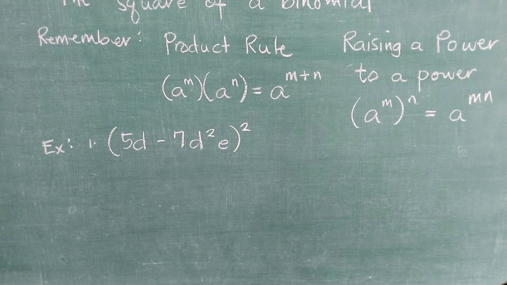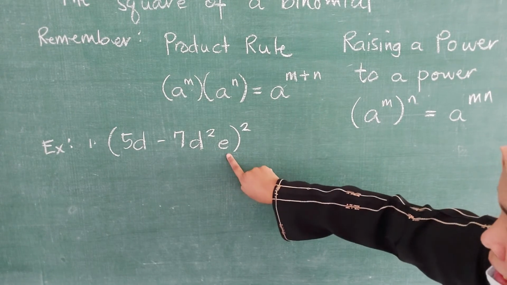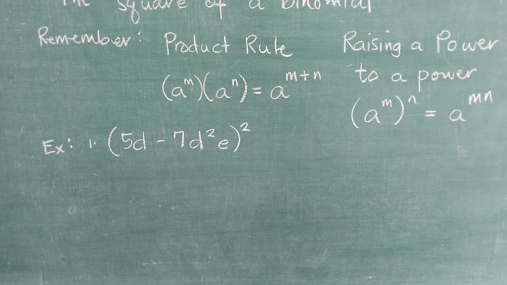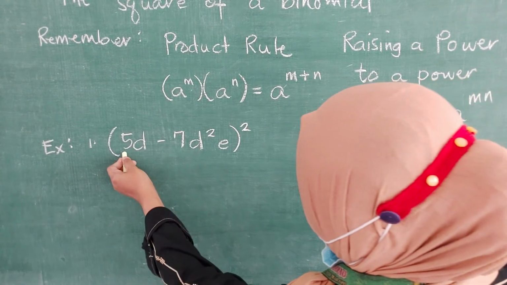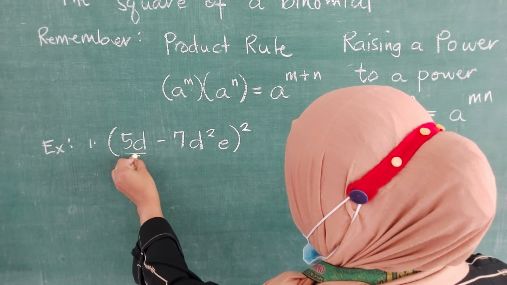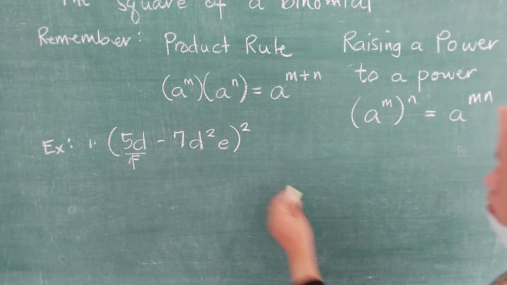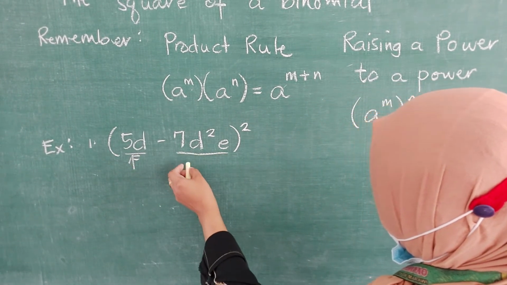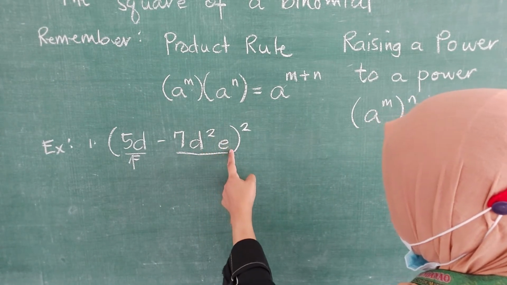So, for example, 5d minus 7d squared e. Okay. So, meron tayong 3 steps. Okay. So, before we going to answer dito sa example number 1, kailangan identify asan yung first term and the last term. So, ang first term natin is 5d. And the last term is equals to negative 7d squared e.